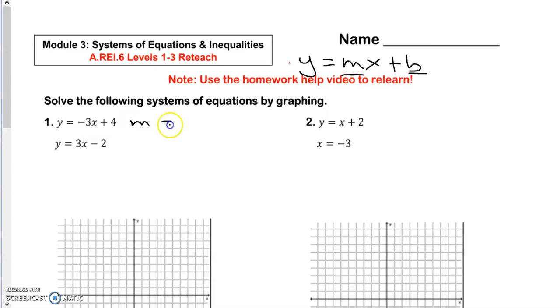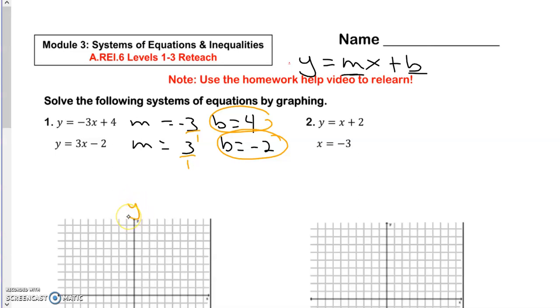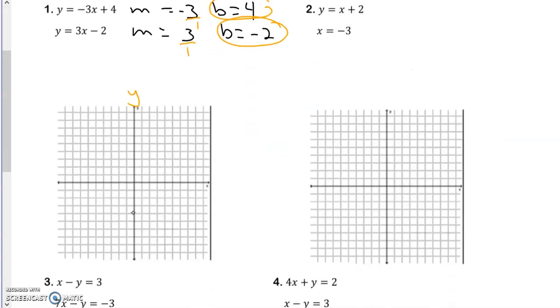So what I like to do is identify my slope and y-intercept for each of my graphs before I even begin. M is that number in front of x, so this would be -3, and in this case b would be 4. In this one, m is 3, and in this case b is -2. I like to circle where I start. I also know that when I graph, I like the slope as a fraction. We always start on the y.